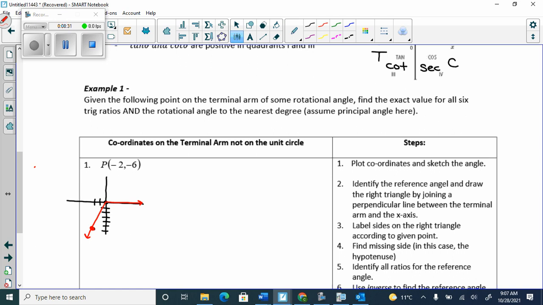We need to get trig ratios. We agree? Okay. So, the rotational angle we're going to do absolutely last. We know that the answer for our rotational angle should be between 180 and 270 degrees, should it not? Yes, because it falls in between there. Or if they ask for it in radians, it'd be between pi and 3 pi over 2. That we know. But we have to get the 6 trig ratios first, because we're in grade 12.